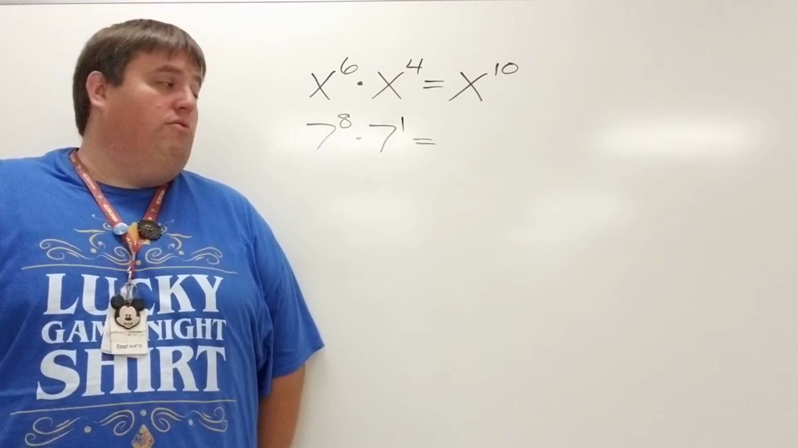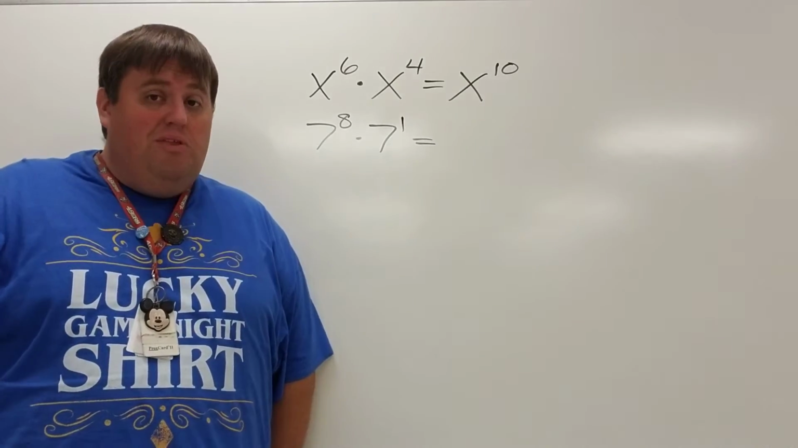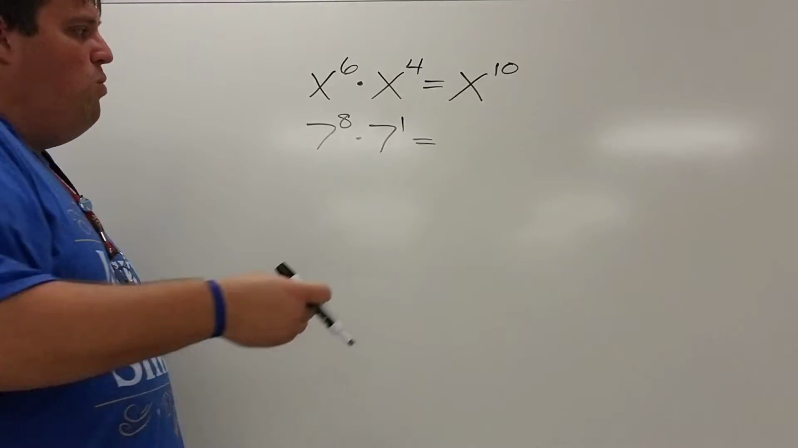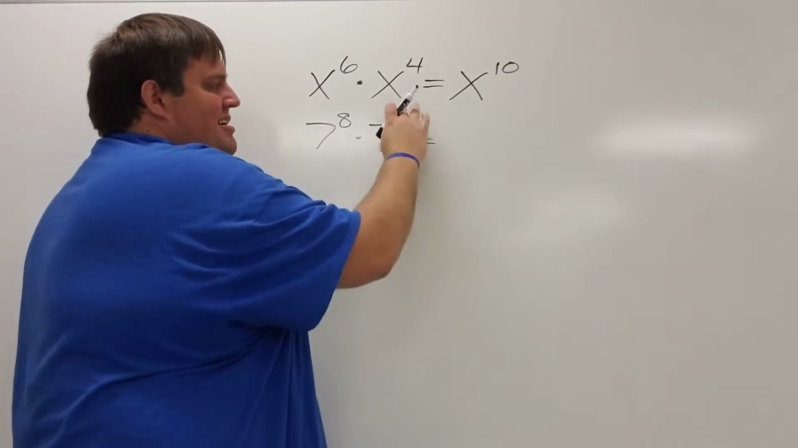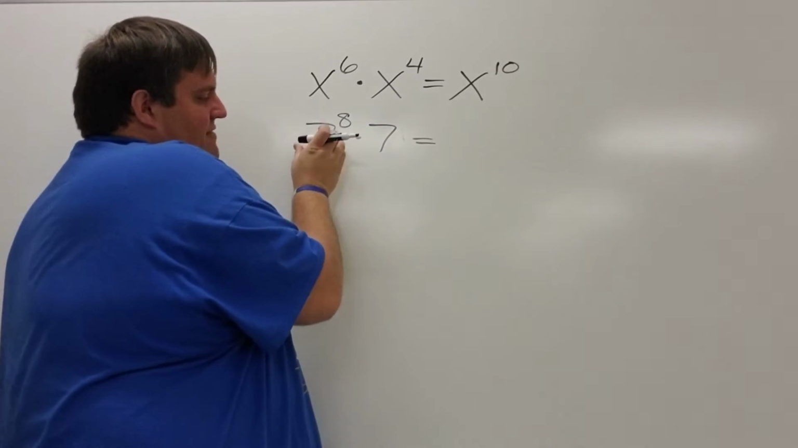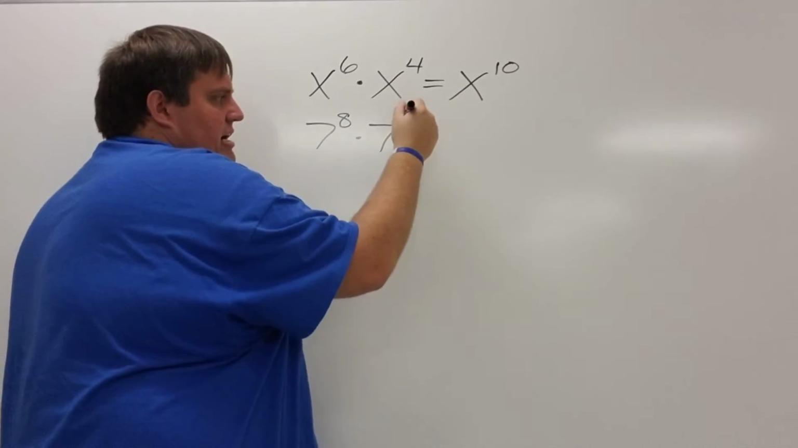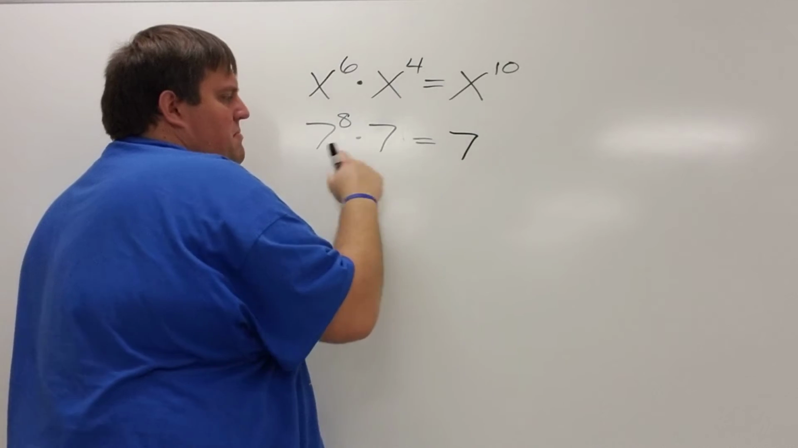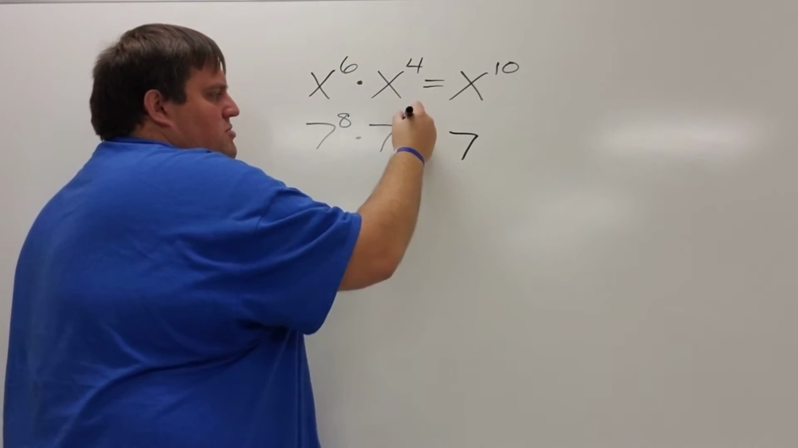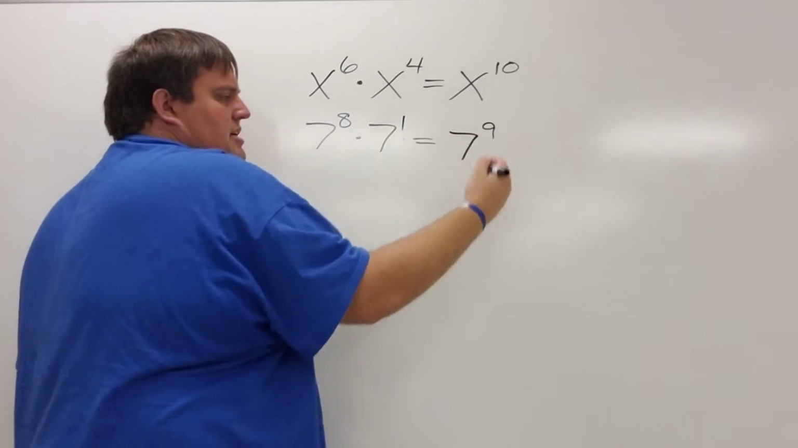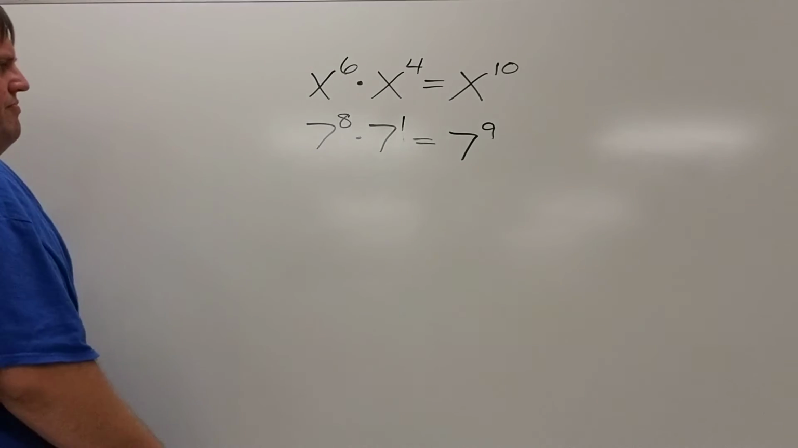Okay? So you can write a 1 in, you can just know that it's 1, but there's literally 1 7 here, right? There's 8 7s here, there's 1 7 here. So this would be, keep the base, 8 plus 1 would be 7 to the 9th power.